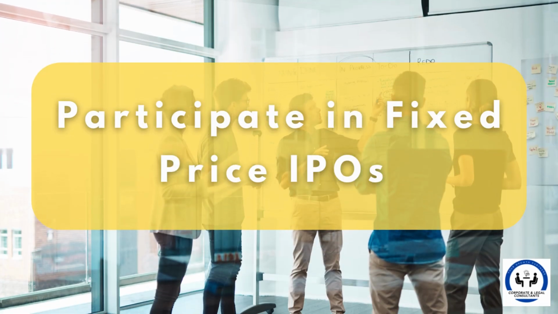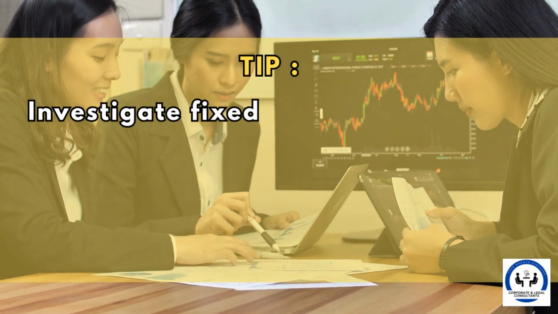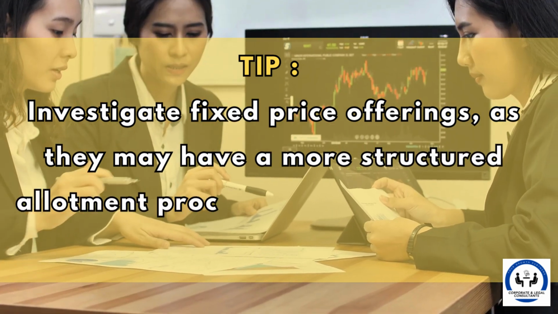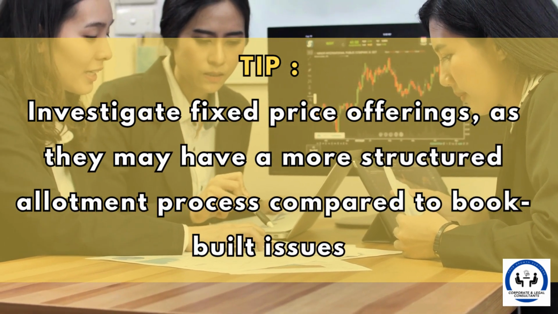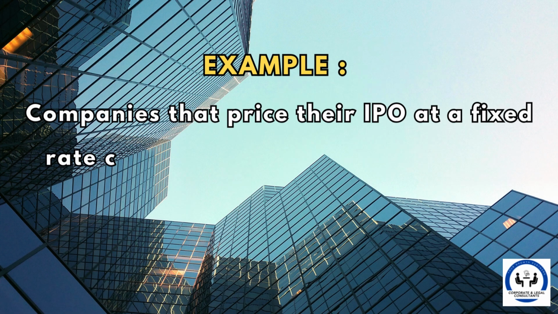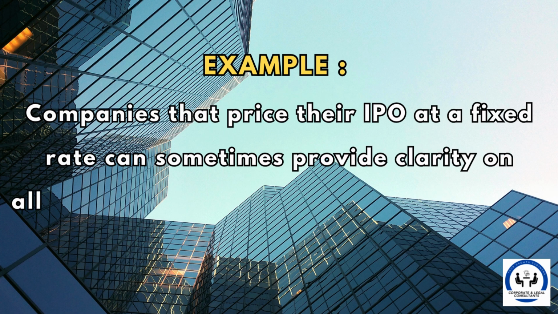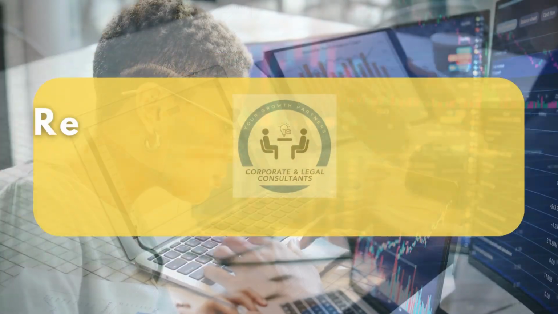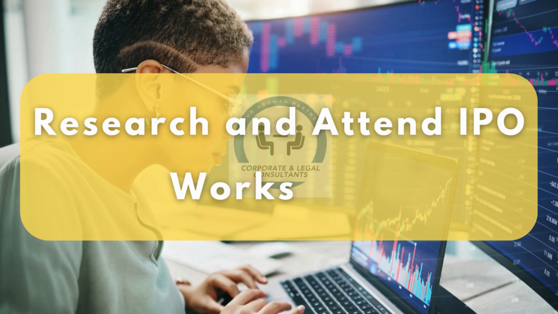Participate in fixed-price IPOs. Investigate fixed-price offerings, as they may have a more structured allotment process compared to book-built issues. Example: companies that price their IPO at a fixed rate can sometimes provide clarity on allotment, versus those that fluctuate based on demand. Research and attend IPO workshops.